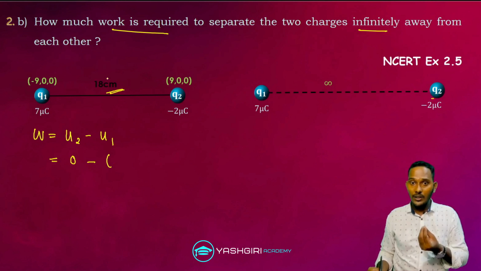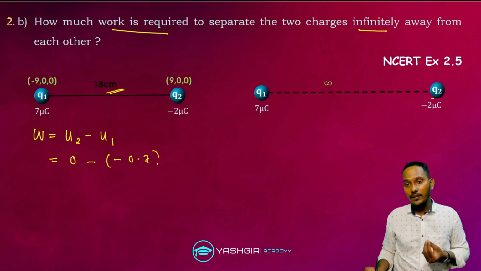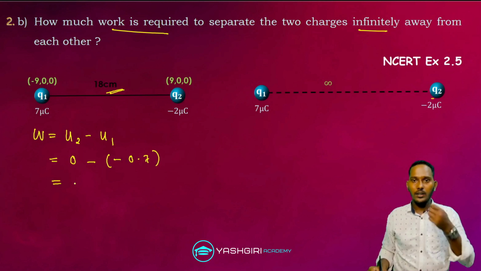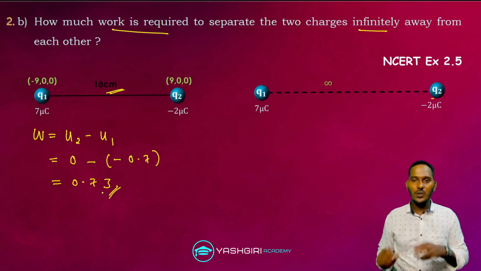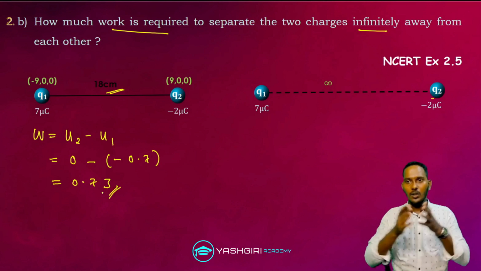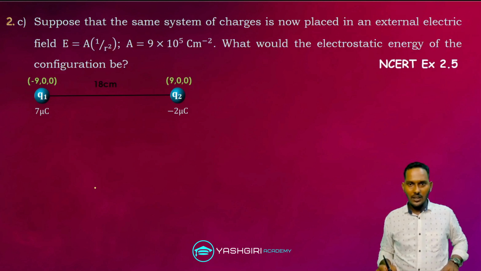Just now we have calculated the potential energy between these 2 charges, which is minus 0.7. So total work required will be positive 0.7 joules. So that is the total work requirement to separate the charges to infinity. Well, let us go for the third part.